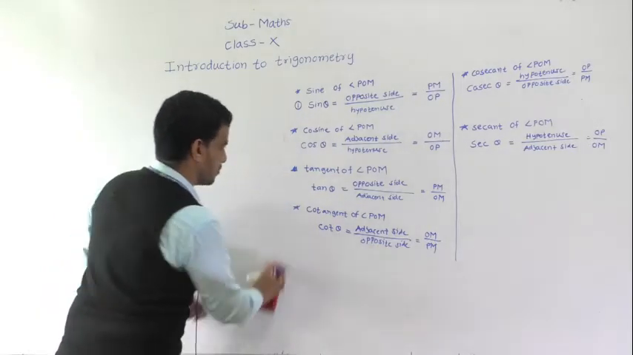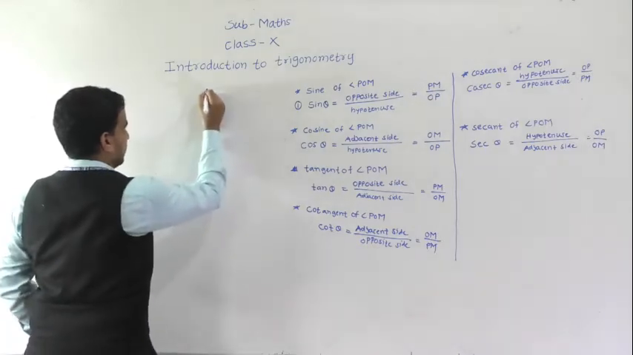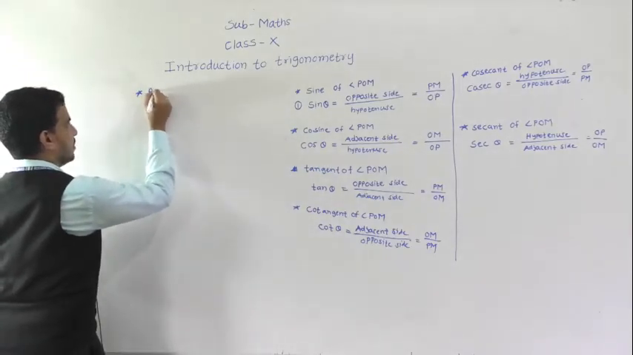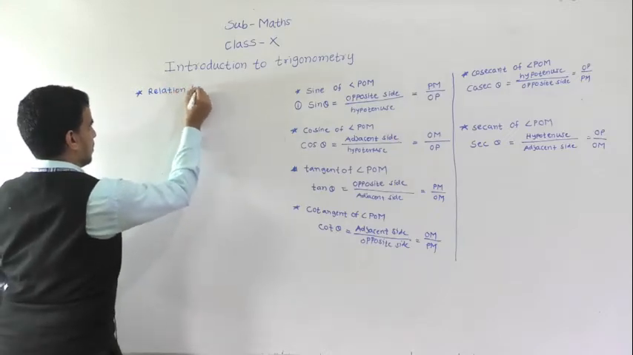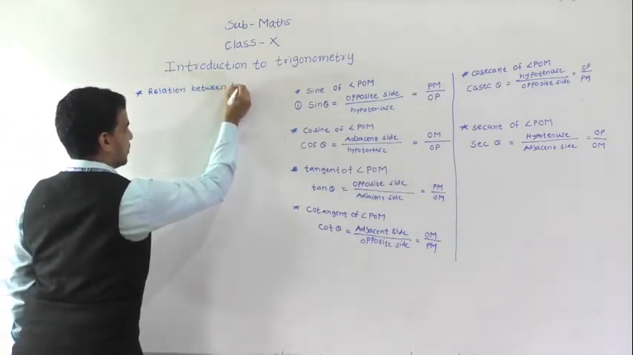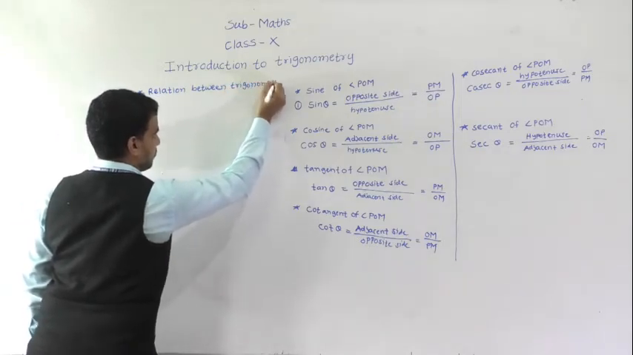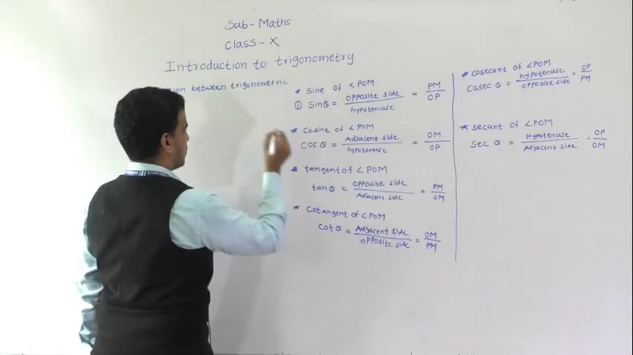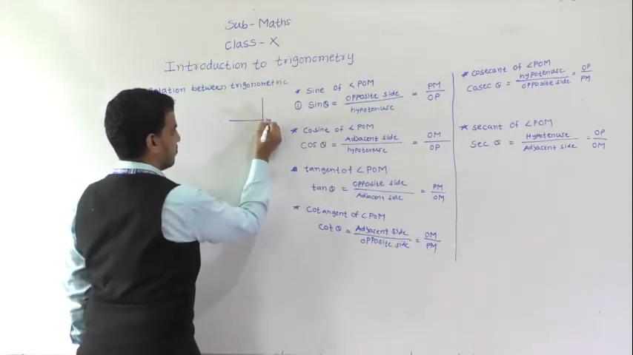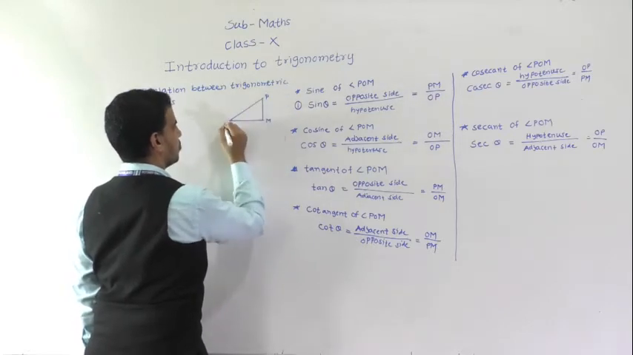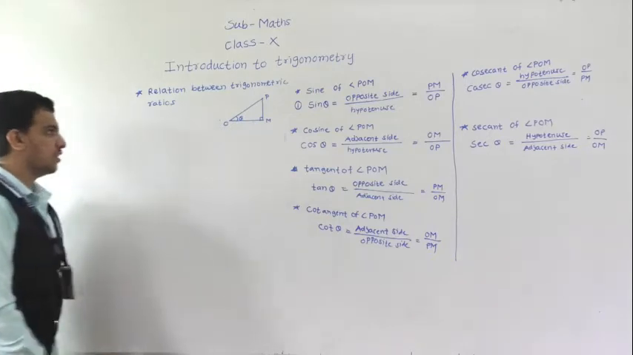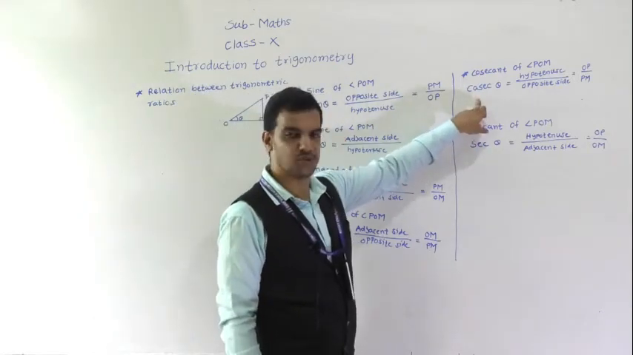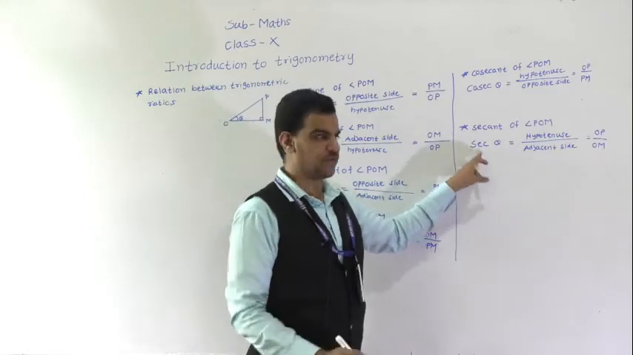Now I am keeping this one as it is, and I'm drawing the diagram again. First I'm writing: relation between trigonometric ratios. In the diagram, this is angle M, this is P, and this is O. This angle is theta, and this is the perpendicular. Now we just discussed that sin and cosec are reciprocal of each other, cos and sec are reciprocal of each other, and tan and cot as well.